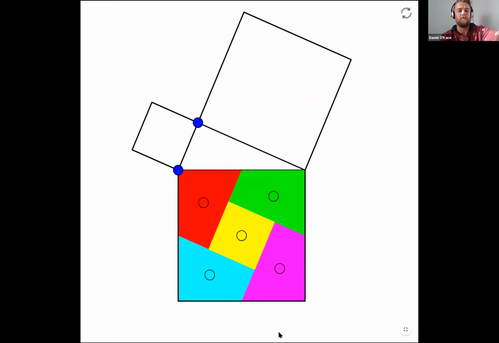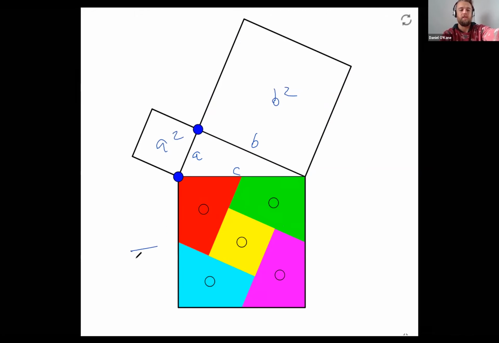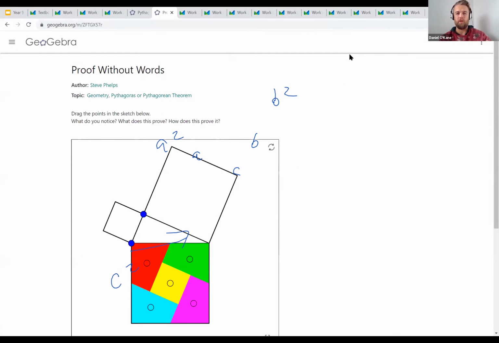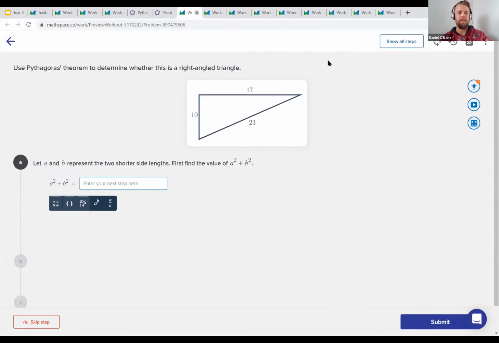So you have this smaller side length of a and b, and then that hypotenuse of c. You've created these squares of area a squared and b squared, and then this is c squared. So you can see that relationship in action. All right, let's jump back now and do some more questions on Pythagoras' theorem. Okay, done that one already. Let's do this one.